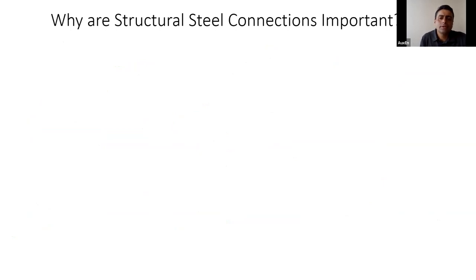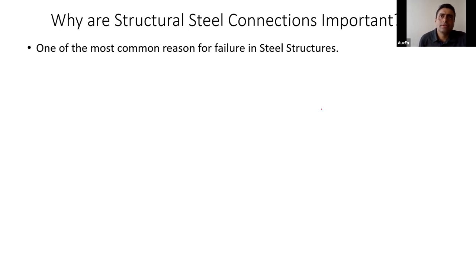Why are structural steel connections important? Why are we doing an entire course on just structural steel connections? So let us discuss why structural steel connections become important. If you look at the failures in structural steel, people have studied this in several studies. If you see practical failures in structures, you quite often conclude that the most common reason for failure in steel structures is the failure of the connections. Okay. So improper connection failure is one of the most common reasons for failure in steel structures.